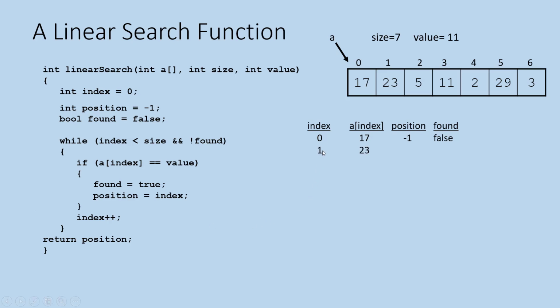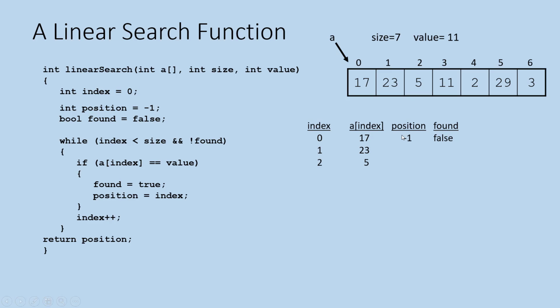We incremented index by 1, and now A of index is A of 1, which is 23. So we check the condition in the while loop. Index is less than size. Yes, 1 is less than 7, and not found. Found is false, not found is true. Since that's true, we execute the body of the loop: if A of index is equal to value, which it's not. So again, we increment index, and now we have that index is equal to 2, and A of 2 is 5.